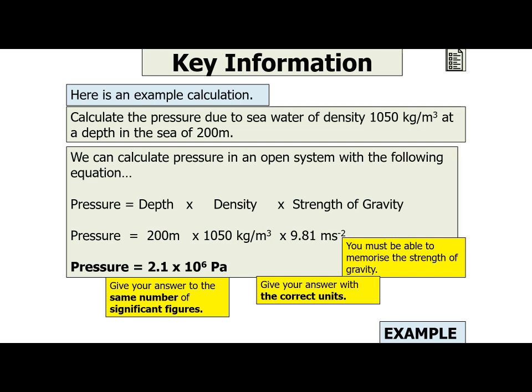Calculate the pressure due to seawater of density 1050 kilograms per meter cubed at a depth in the sea of 200 meters. So we can calculate with the equation: pressure equals depth times density times strength of gravity. So 200 times 1050 times 9.81. So pressure is equal to 2.1 times 10 to the 6 pascals.